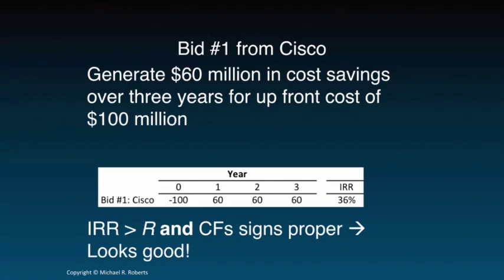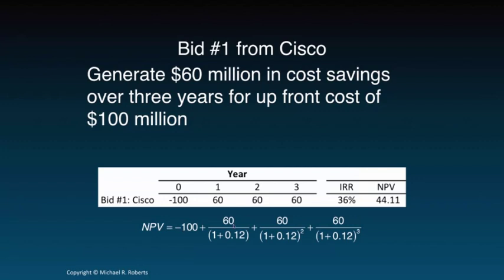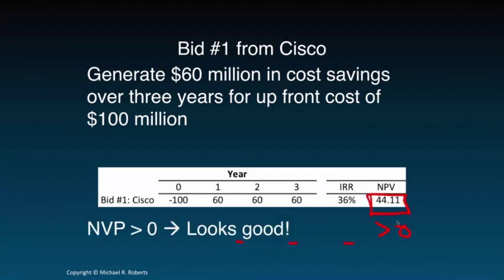Now, because the IRR is greater than the discount rate, our hurdle rate, remember, that was 12%, and the cash flow signs are proper, that is, negatives followed by positives, this project looks good. If we compute the NPV, if we just discount the future cash flows by Wharton's cost of capital, 12%, we're going to get an NPV of $44.11 million, which is greater than 0. Well, that looks good too. So both IRR and NPV point in the same direction. This looks like a reasonable bid. Wharton's going to be better off by accepting it.